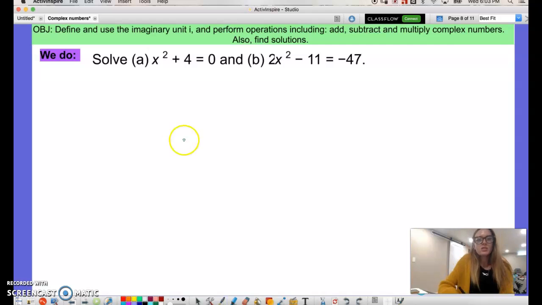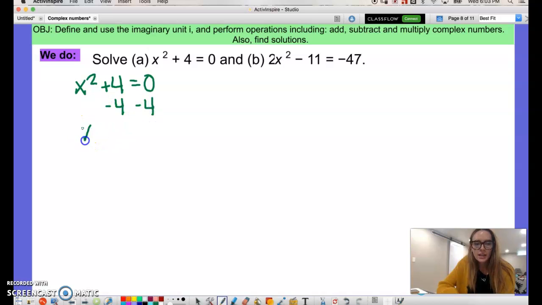This is more the solving piece, like I mentioned when we were talking about evaluating the square root of negative radicals. So when we need to solve this, we would set it up just like any other problem that we do in class. We need to subtract 4 on both sides, get x by itself, right? So we have x squared equals negative 4.